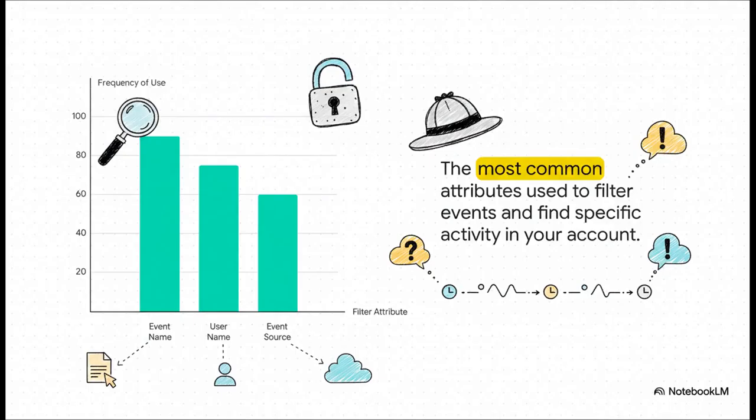And when you start filtering, you'll probably find yourself using 3 attributes more than any others. Event name lets you look for a specific action, like TerminateInstances. Username is perfect for tracking everything a specific person or role has done. And event source helps you zero in on a particular service, like EC2.